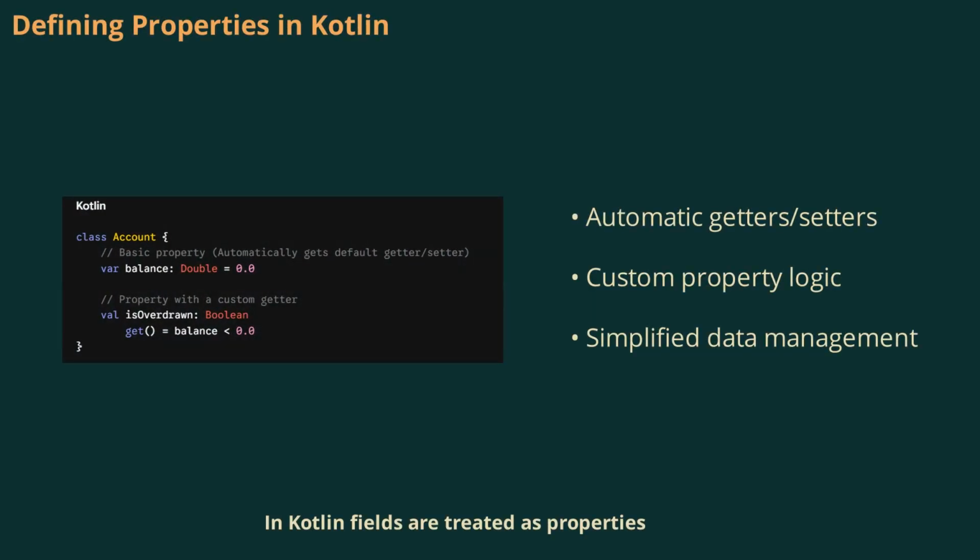Kotlin fields are treated as properties. When you declare a variable inside a class, Kotlin automatically builds a backing field with default getters and setters. For var properties, you get both getter and setter methods, while val properties have only a getter. You can also override these with custom logic. This property system simplifies data management within classes and allows for flexible customization, making your code more robust and maintainable.